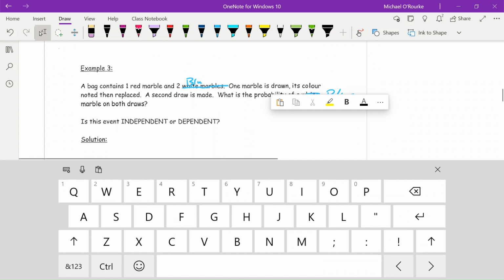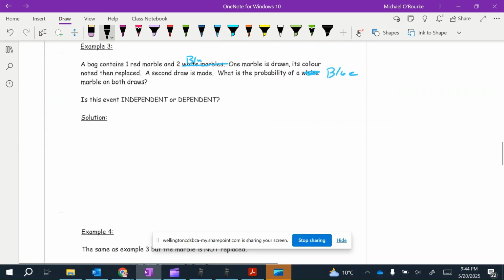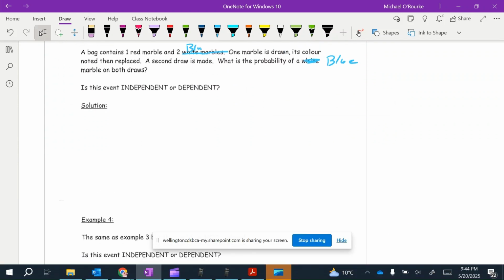All right. So let's take a look at this one. A bag contains 1 red marble and 2 blue marbles. So we have 1 red marble and 2 blue marbles. What's the probability of a blue marble being drawn both times? But the key here is we're going to replace the marble after each choosing.